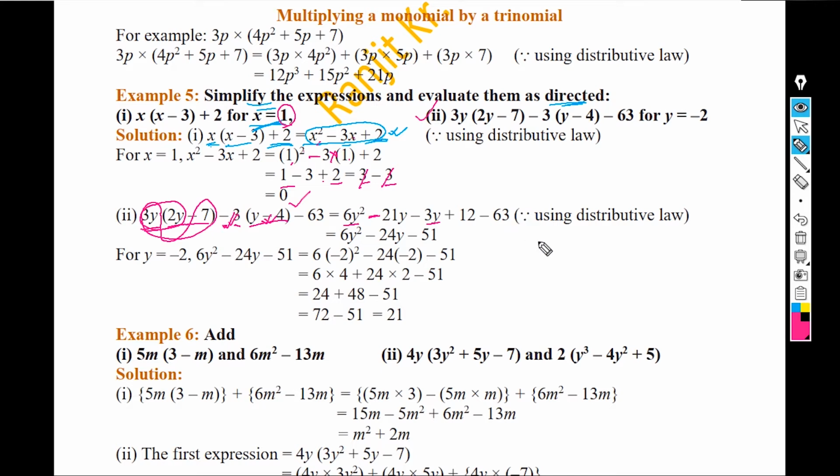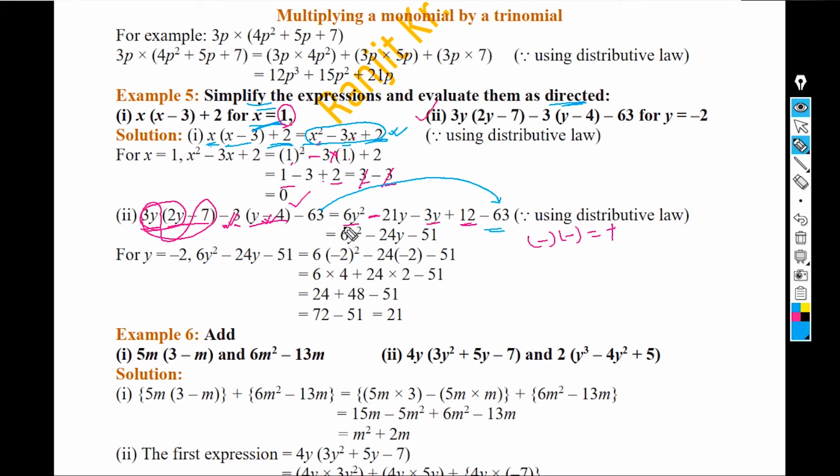Then minus into minus, minus into minus becomes plus. It becomes plus 3 fours are 12, and write minus 63 as it is. Now simplify it.